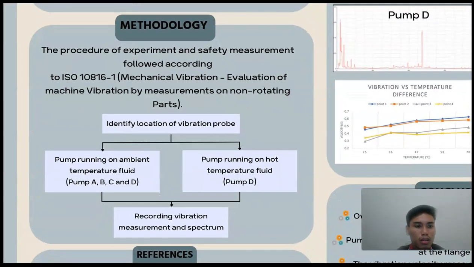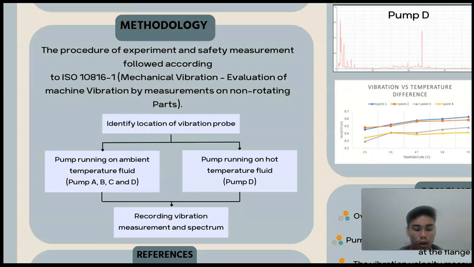For the methodology part, the procedure of experiment and safety measurement follow according to ISO 10816-1, which are mechanical vibration, evaluation of machine vibration by measurement on non-rotating parts.